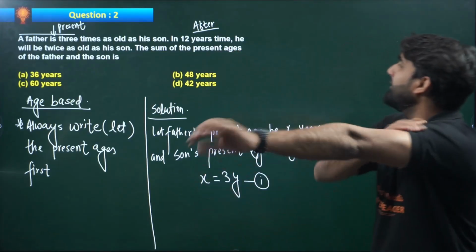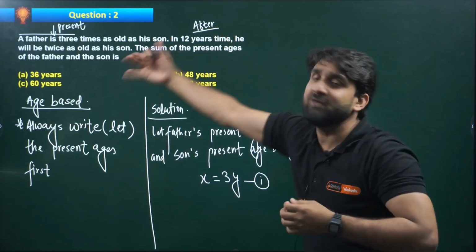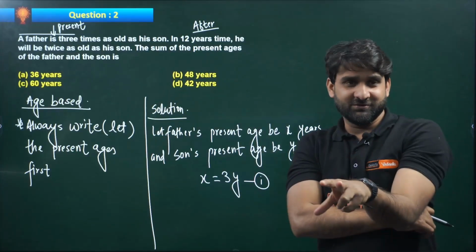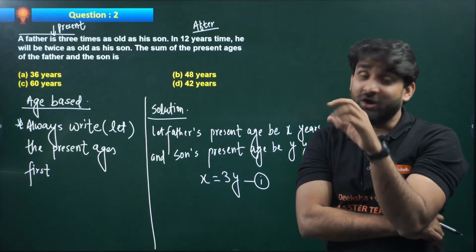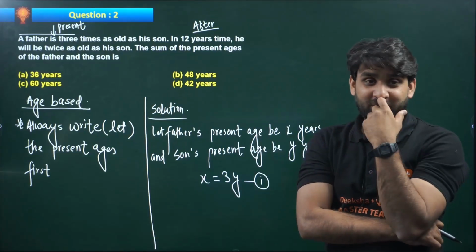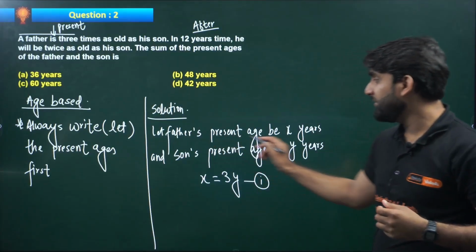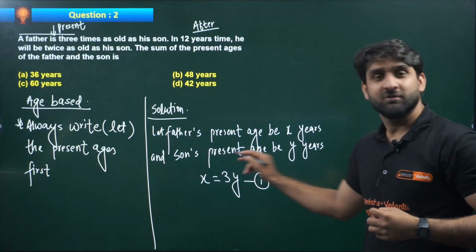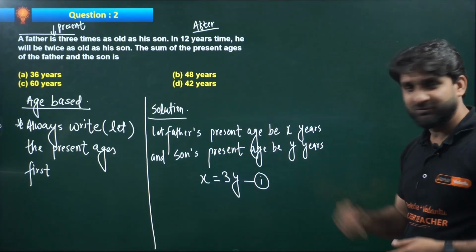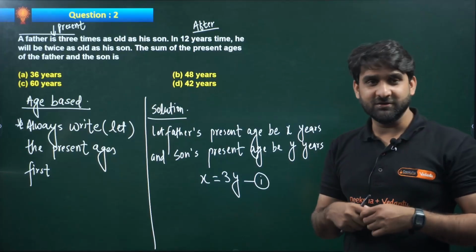In 12 years time, he will be twice as old as his son. In 12 years time means after 12 years, and both are human beings. So after 12 years, both will be 12 years older, because both are human beings. The father and the son are both human beings. He is not an alien. He is not any superhero. Of course, both are human beings. So both will be 12 years older.